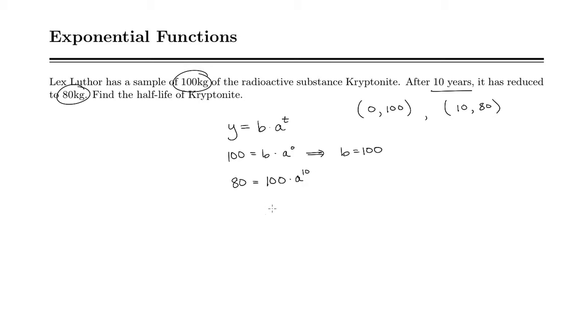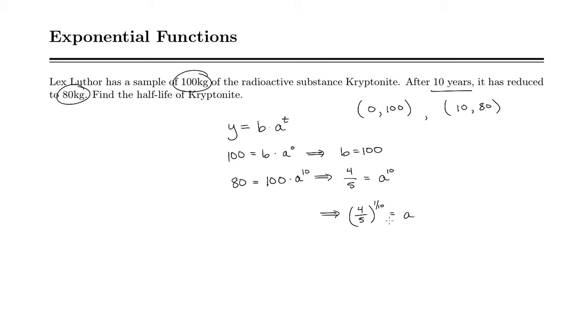And now I can solve for a. So dividing by 100, I get 80 over 100, or 4/5, equals a to the 10. And take the 10th root. I'm just going to write that as 4/5 to the 1/10. That's my a.